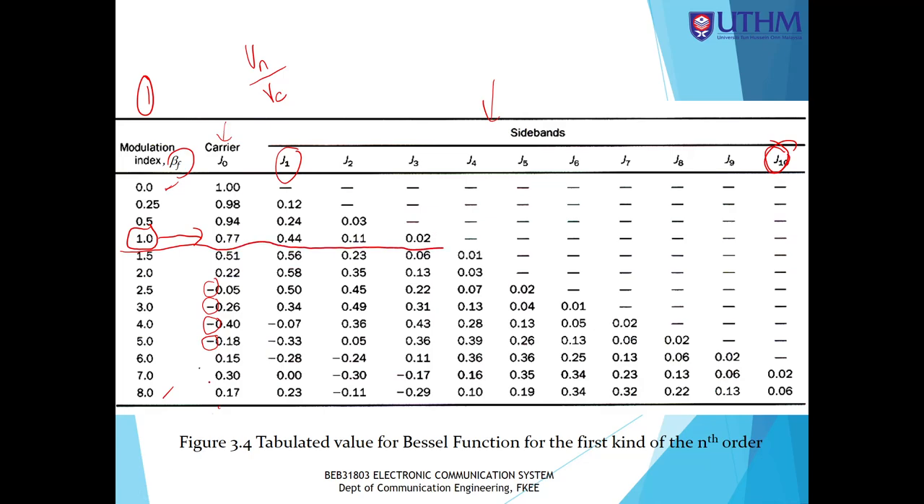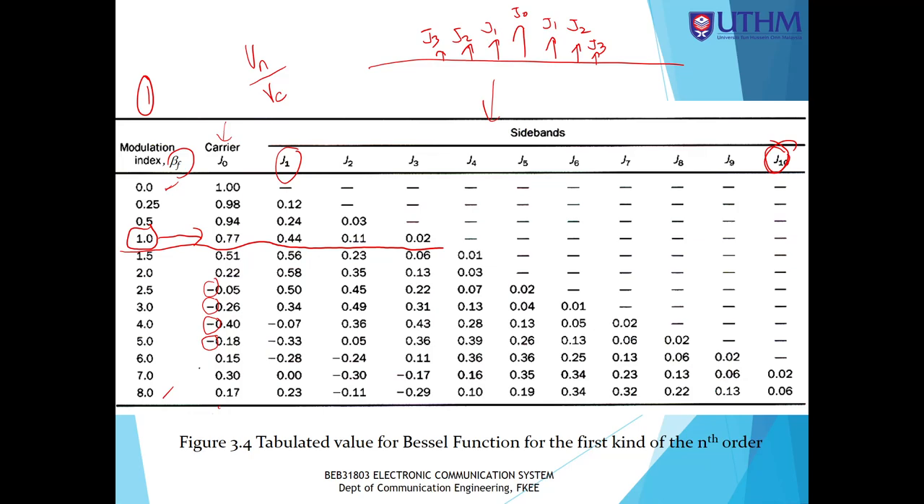So I will have J0 over here, I have J1, I have J2, and I have J3. So I will have a carrier component and three pairs of sidebands. This is if the value of beta is equal to 1.